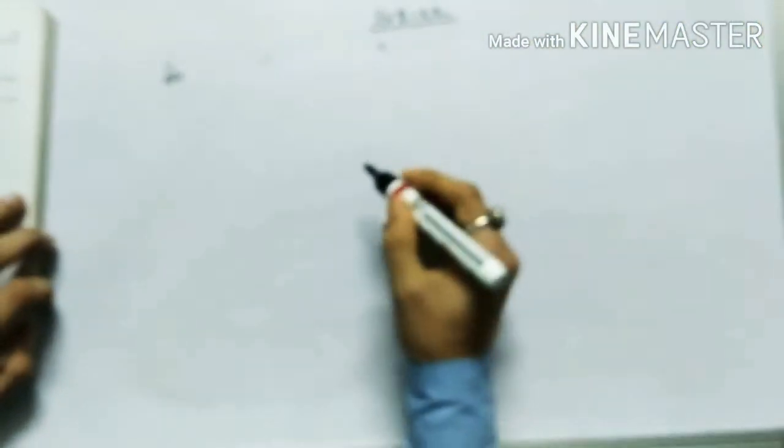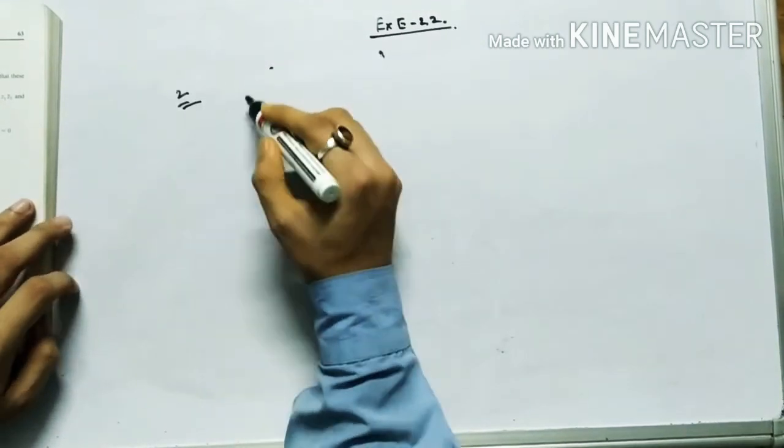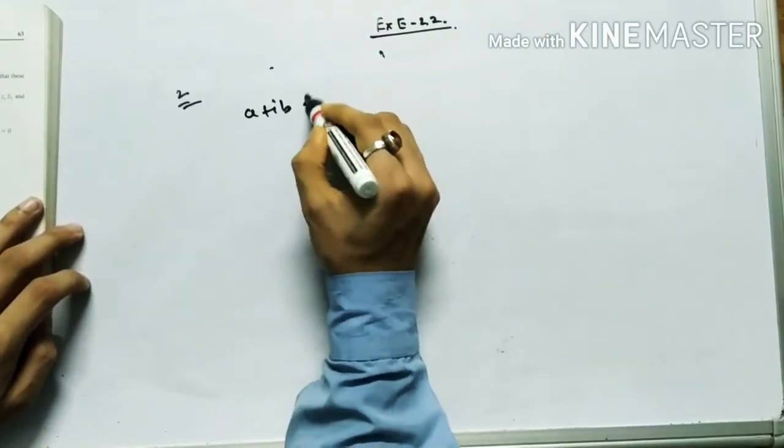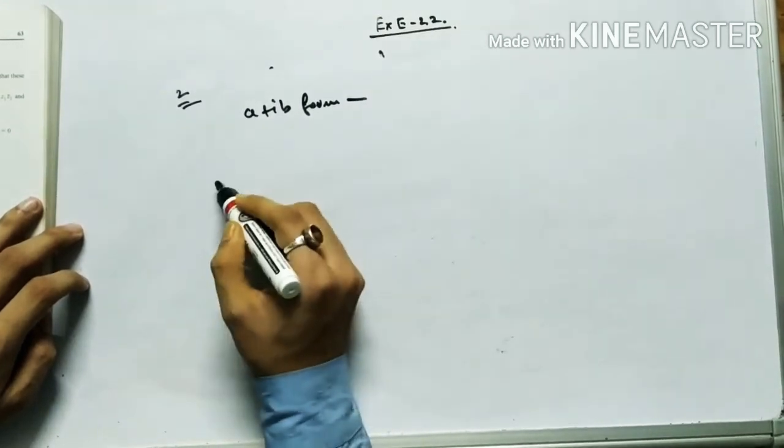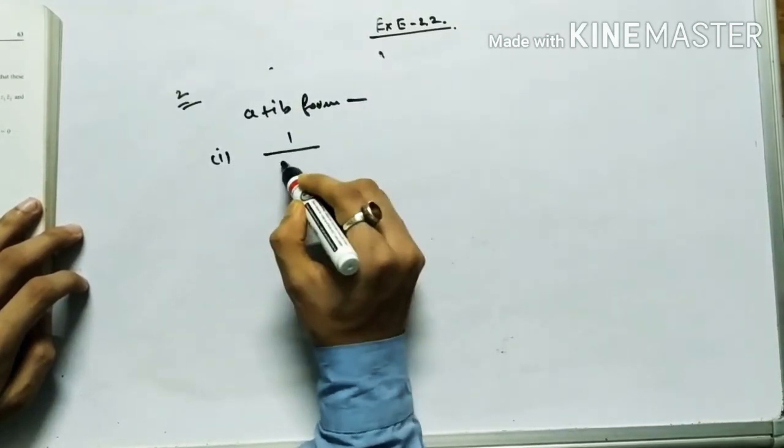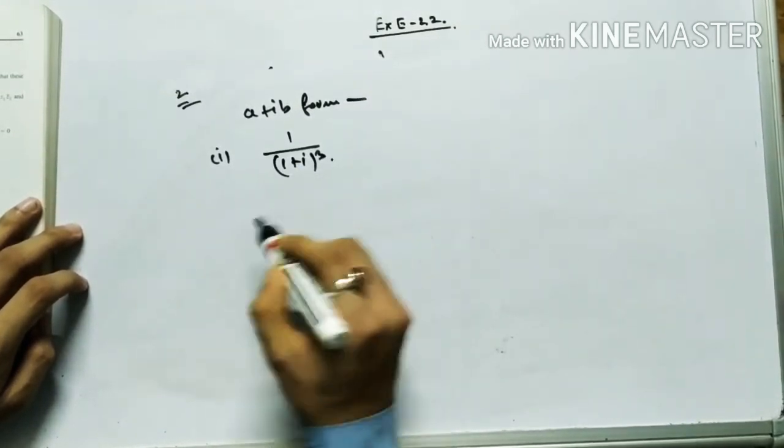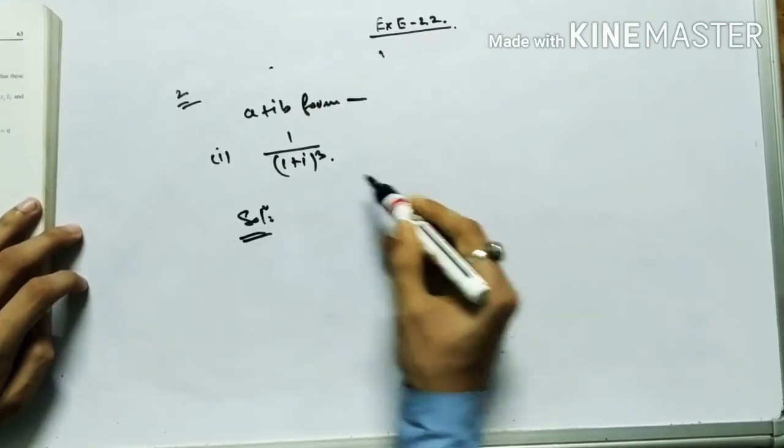Next I will go to type 2. Since we have learned about conjugate and reciprocal, next we will go to type 2: express in a plus ib form. First one is 1 by (1 plus i) the whole cube. Express it in a plus ib form.